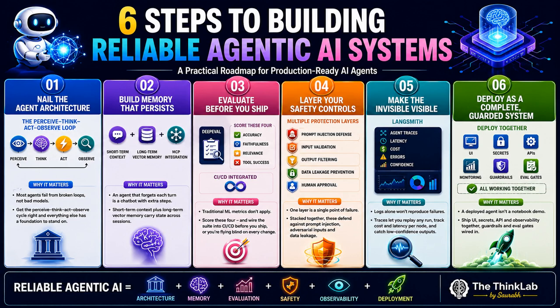First is perceive. It means the agent collects information from the user or environment. Second one is think. The agent analyzes the information and creates a plan. The third one is act. The agent performs the required task. Finally, observe, where the agent checks the result and learns from it. This cycle repeats continuously.